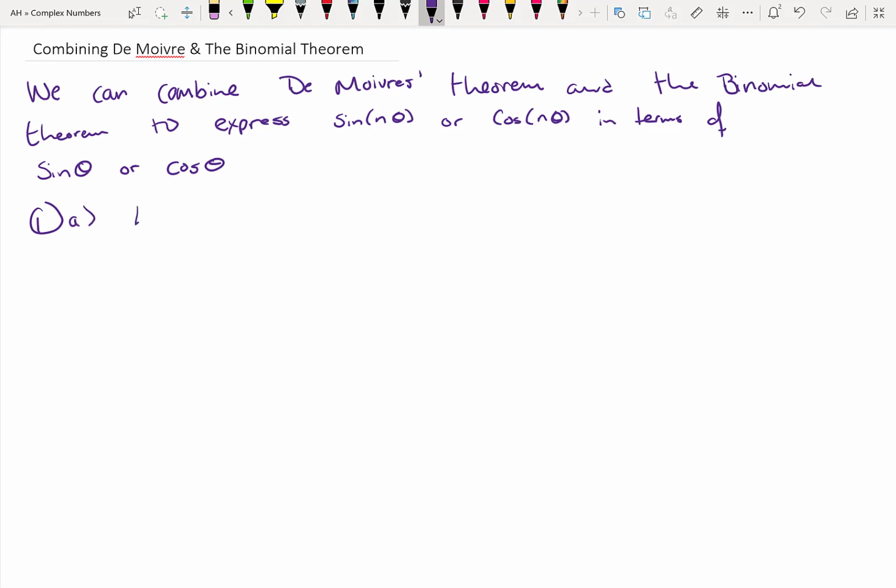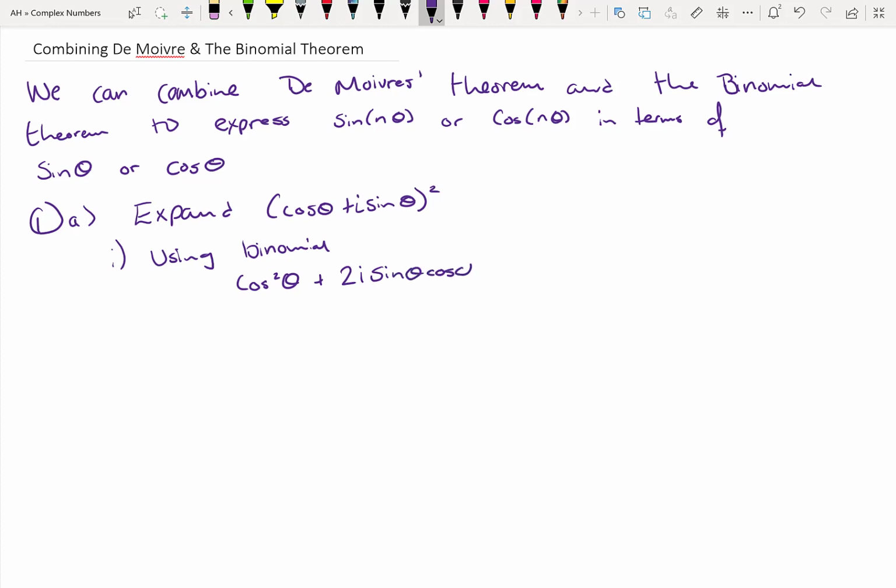First one we're going to look at then, we're going to ask to expand (cos theta + i sine theta) squared. First thing is using our binomial theorem. We are going to get cos squared theta plus 2i sine theta cos theta plus i squared sine squared theta. Okay, so we're using our binomial theorem, multiply them out, first squared, last squared, multiply them together and double it. Okay, that is my first thing.